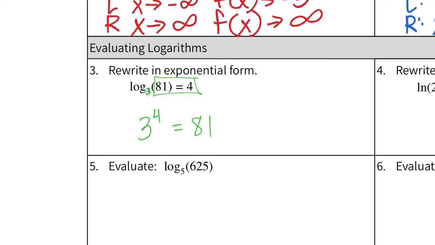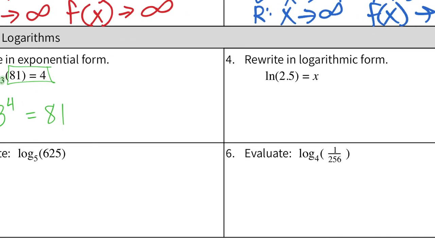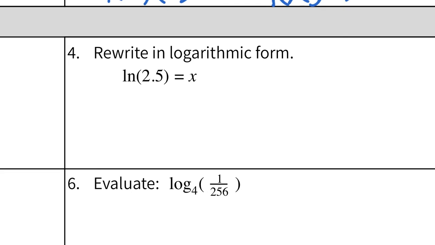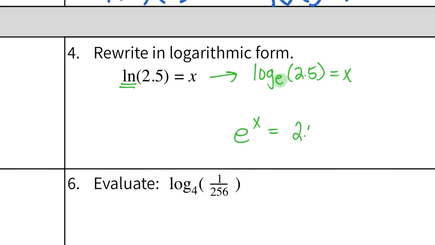Okay, but now we need to go, well, I'm sorry, let's do one more like that. This is natural log. So remember this ln, that's just a fancy way of writing log base e. So these are exactly the same. It's just that this is a little bit of a shorthand. So now when we rewrite it, the little number, the base, is still going to be the first thing we write. X will be our exponent, and then 2.5 becomes our answer.